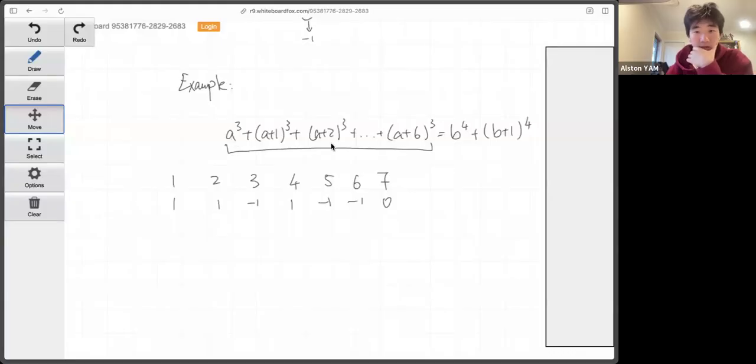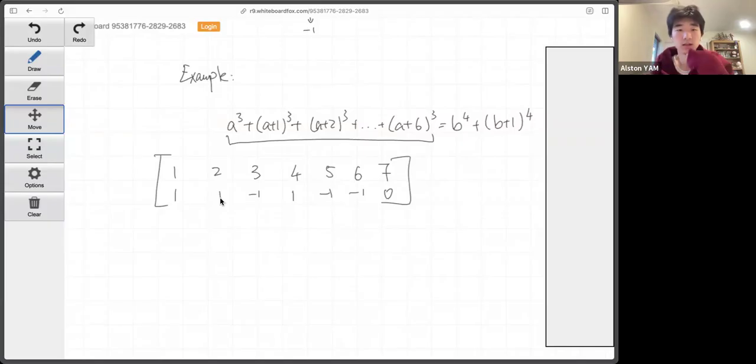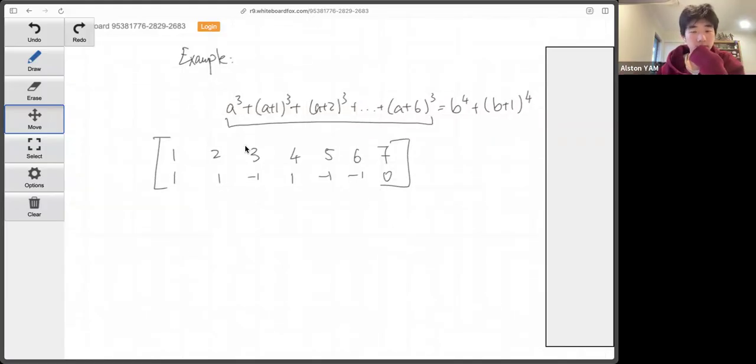Okay, and we know that this is 7 consecutive numbers: a plus 1, a plus 2, all the way to a plus 6. That is 7 consecutive numbers. Then we know that the left-hand side is just some permutation of this thing, right? Whatever A is, since we have 7 consecutive numbers, the sum of the cubes must be a permutation of the sum of these numbers, under mod 7, of course.